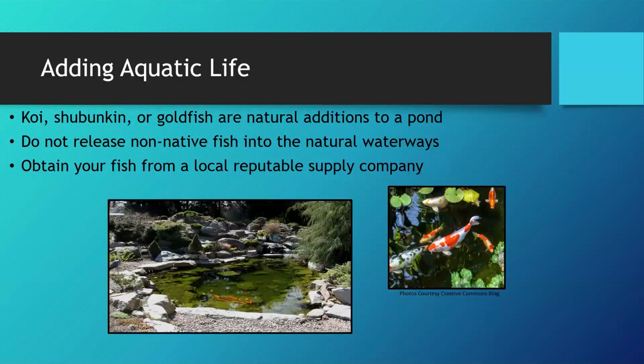Aquatic life. Well, koi, shubunkin, which is a multicolored goldfish, or goldfish are the most common choices of fish for ponds in our area. They're hardy, well adapted to cold temperatures. They're colorful and easy to care for. And koi become quite friendly and will approach you. Goldfish tend to be a little bit more shy of humans.